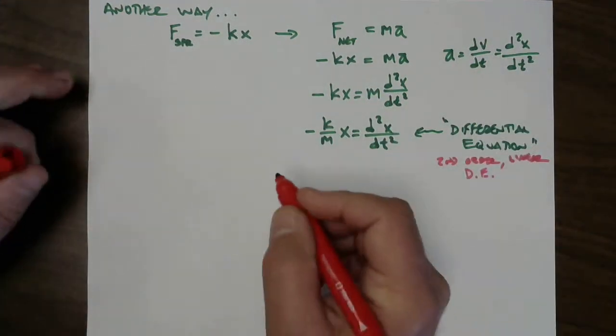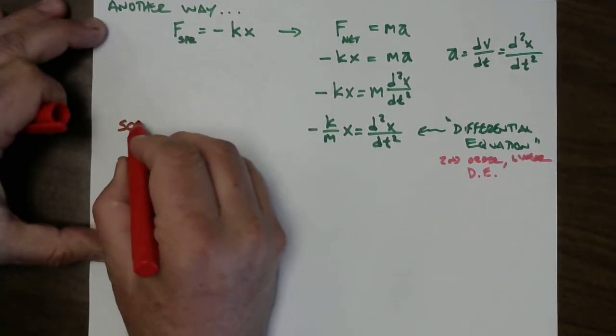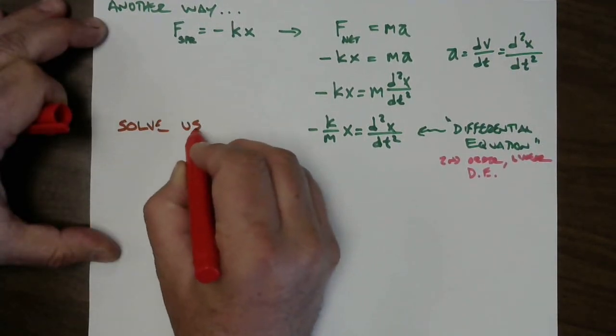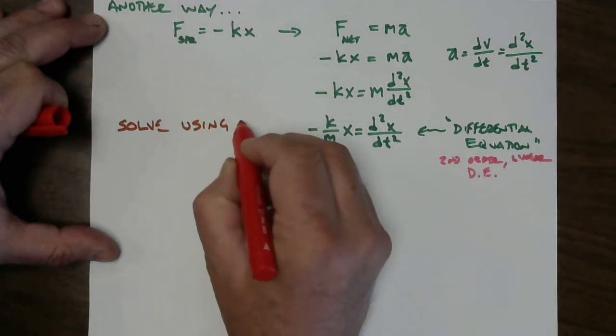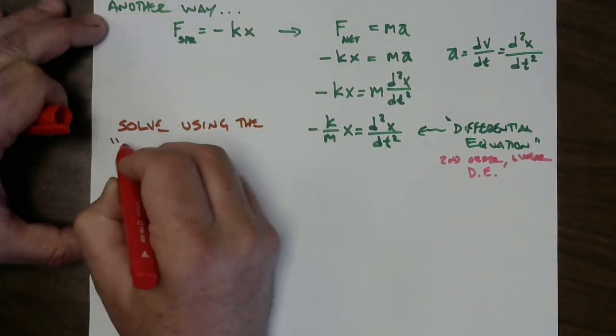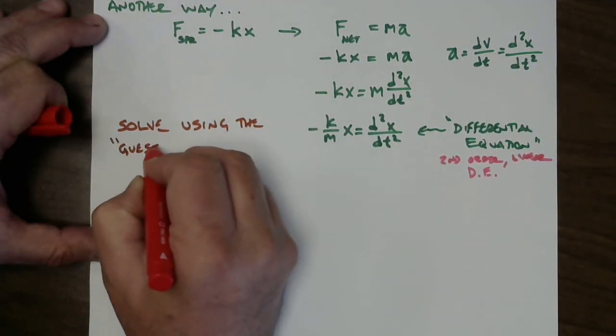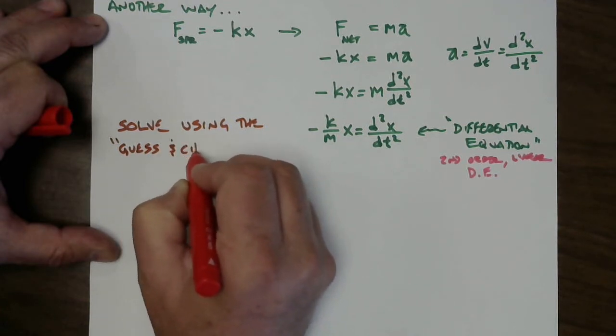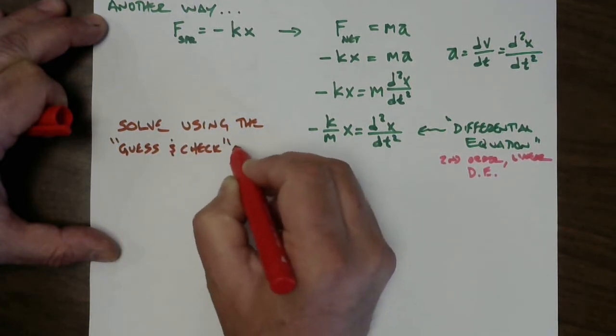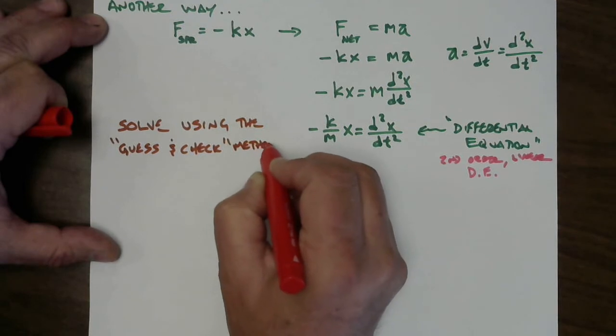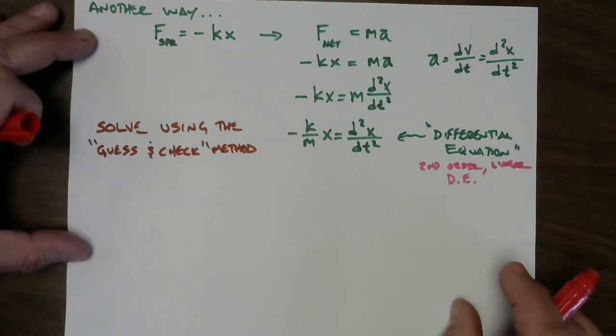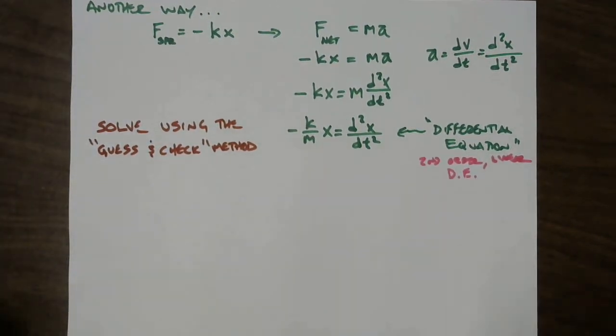Well, we're going to solve it using an age-old method, guess and check. We can make a guess at what the solution will look like. We can put a couple parameters in that guess and tweak those parameters until it works.